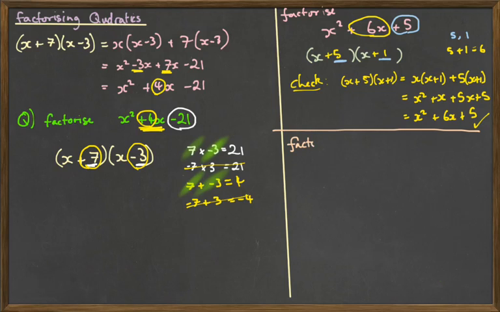Okay, factorising. Let's factorise a slightly more complex one. x squared minus 6x plus 8. So you should really pause the video now and see if you can do it yourself. Okay? Give you a moment to pause it. Yeah, do pause it.